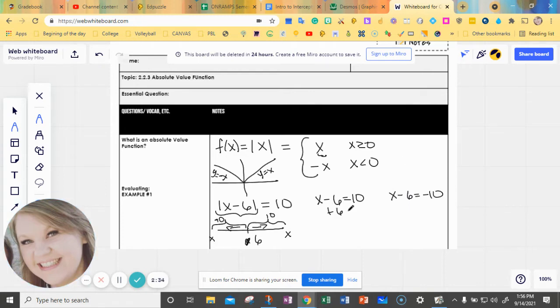So when I solve this like I would a normal equation, what I'm saying is x could be 16 because the distance between 16 and 6 is 10 to the right. But x could also be negative 4, because the distance from negative 4 to 6 is 10 to the left. So notice that all I'm doing when I'm solving an absolute value is I can take this absolute value symbol away as long as I show that it could be 10 or negative 10, because I can go in either direction.